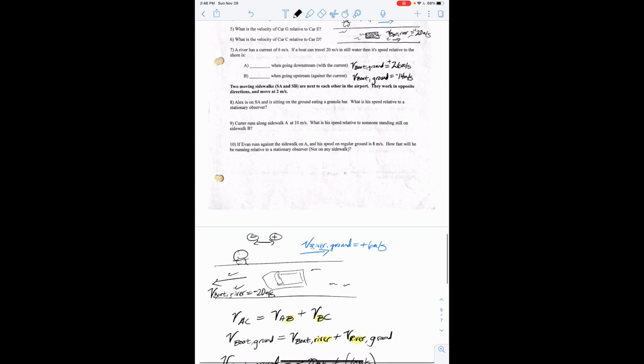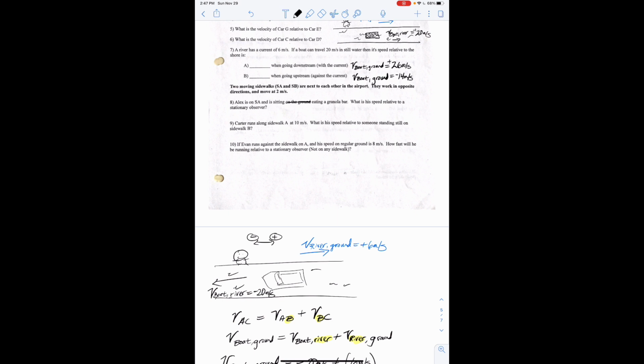So let's go up here and look at these. Alex is on sidewalk A and is sitting on the ground eating a granola bar. So that's kind of confusing. What it's really saying is Alex is on sidewalk A and is sitting eating a granola bar. Let's get rid of that on the ground part. That makes it sound like he's not on the sidewalk. No, he's on sidewalk A and is sitting eating a granola bar. What is his speed relative to a stationary observer?